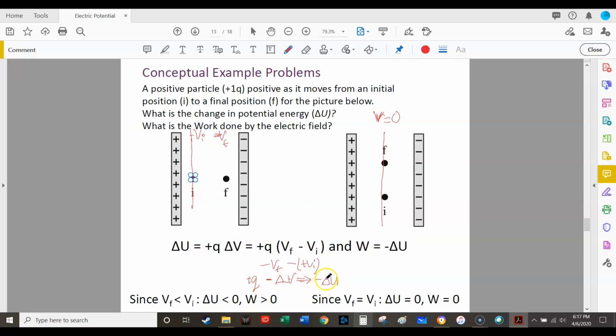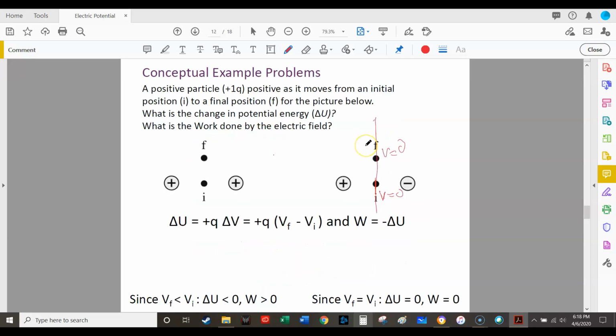And what does that mean? Well, you have a negative delta U. Work is going to be equal to negative times our delta U, which is negative, and that's going to end up being positive. So the electric field is going to do positive work in moving a charge from I to F. All right. So there are some worksheet problems that you're going to do, some tutorial problems that you're going to do in this chapter, and hopefully this tutorial is going to help you out.